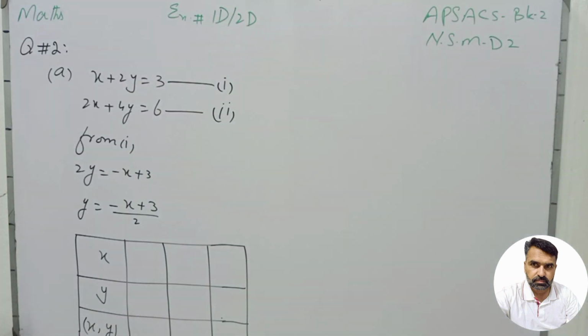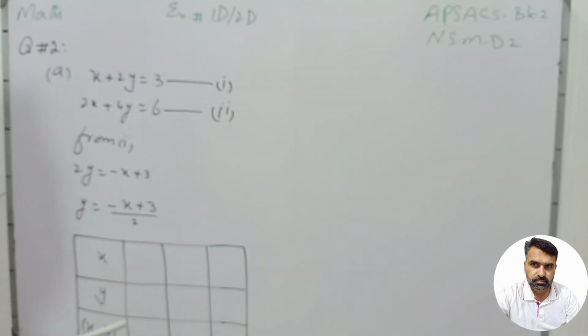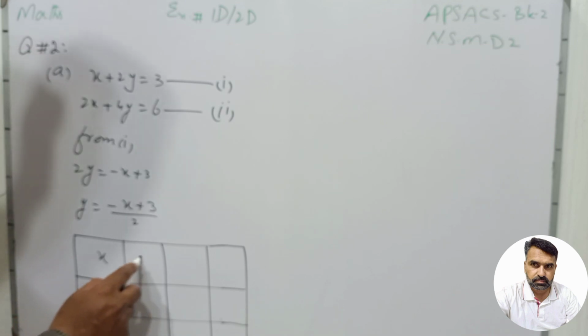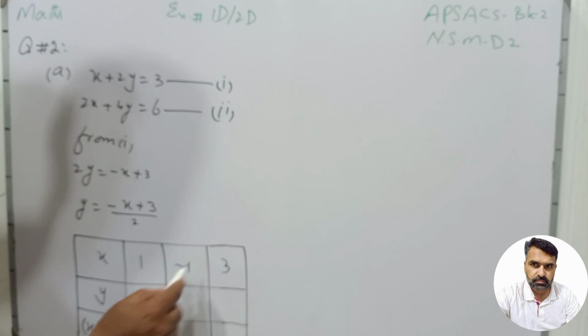Now students, suppose that we take the value of x as 0, then it will be 3 over 2 and the value of y will become 1 and a half. We can plot 1 and a half, but there will be a little bit of confusion. So we have to take the value of x in a way that the value of y must be a whole number. So students, I will take the value of x as 1, minus 1, and then 3.